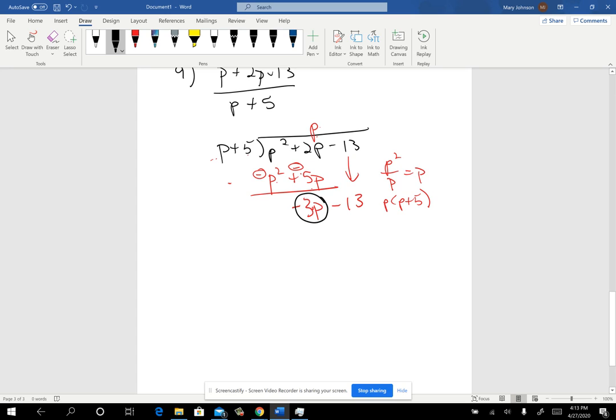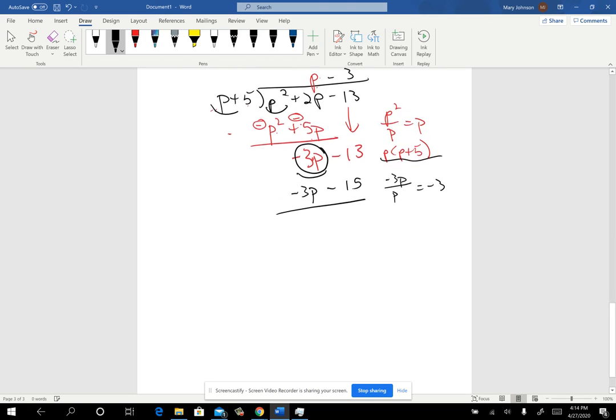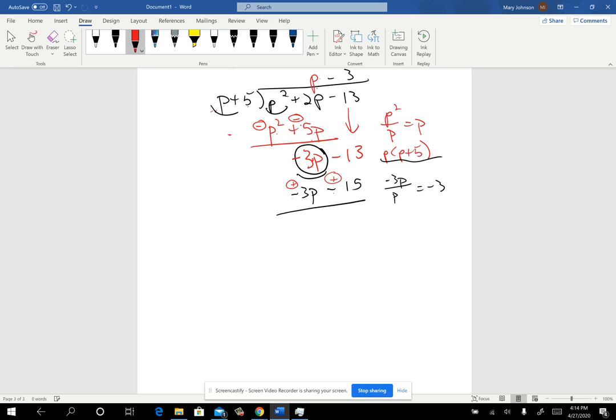Okay. So the first time we did p into p squared. Okay. For the next round, we're going to do p into negative 3p. So that's going to be negative 3. So you're going to have minus 3 right here. Okay. Now, when you multiply, you get negative 3p minus 15. Okay. At this point, we're going to wind up doing the subtraction step. So we're going to subtract negative 3p, which makes it positive. Subtract negative 15, making it positive.